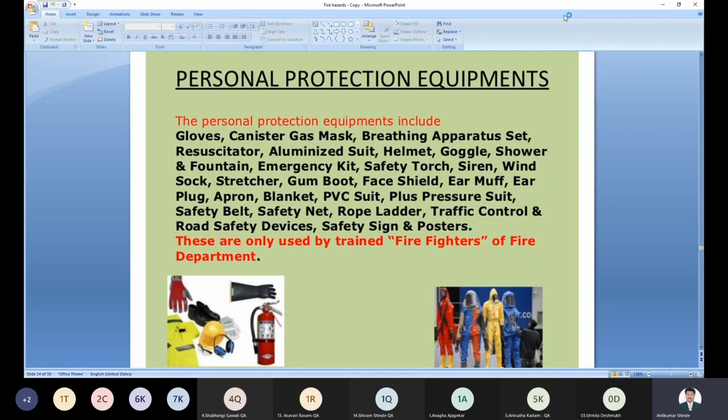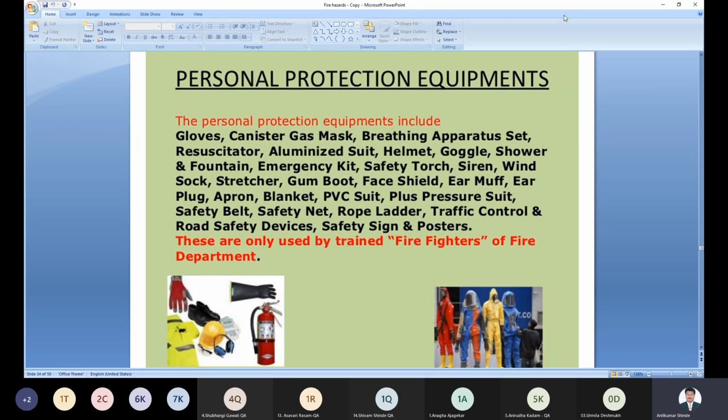Then personal protective equipment, this is one of the important aspects. When you use it, it avoids problems during a fire, and protects from personal damage, protects from injury, and protects from loss of persons. That's why the different personal protective equipment can be used.